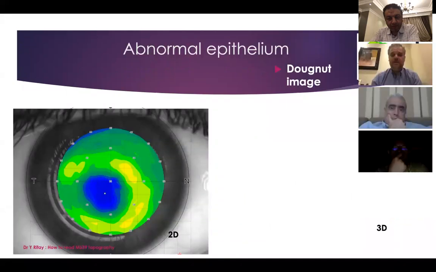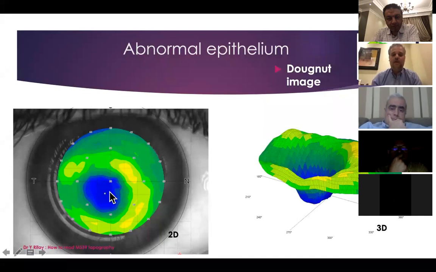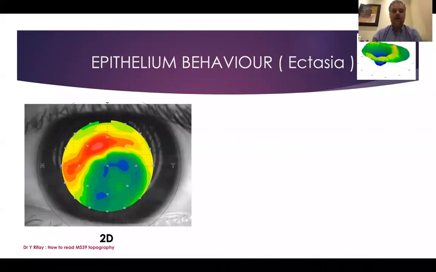And the abnormal epithelium is like this. It gives the donut image. So you have the thinning over the peak, and you have the thickening around it, and you see it in this 3-dimension. This is another case of an asymmetric or decentrated cone. So you have a thinning here and a thickening.